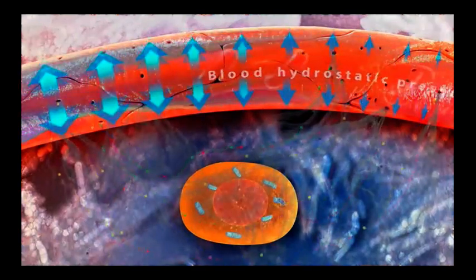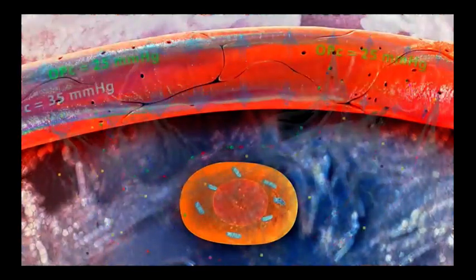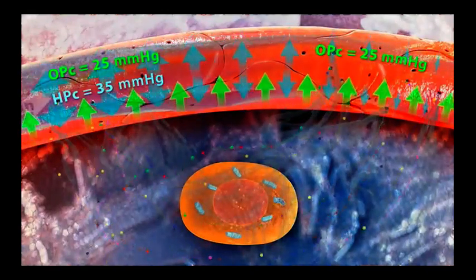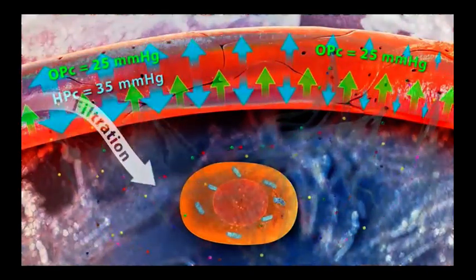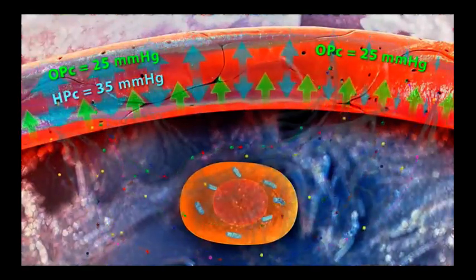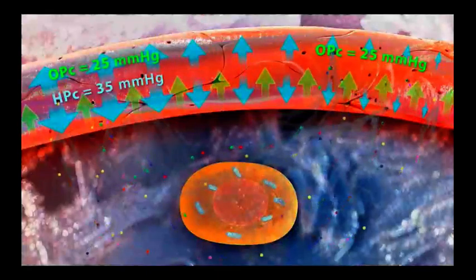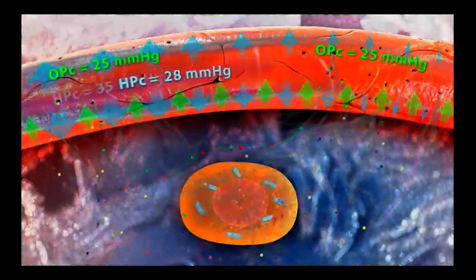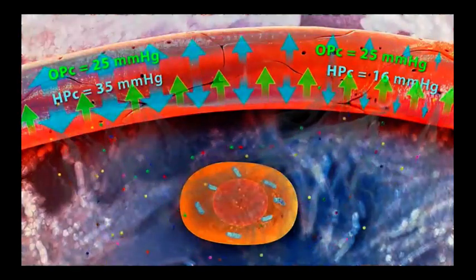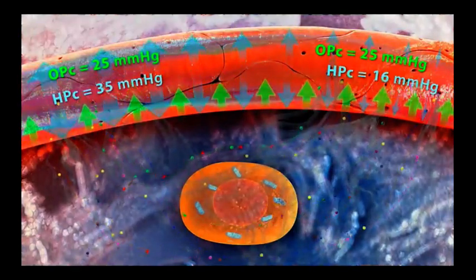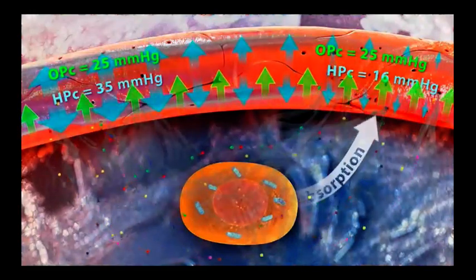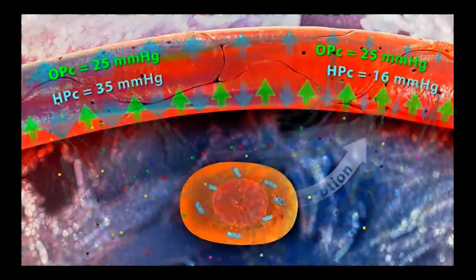On the proximal end of the capillaries, the capillary hydrostatic pressure is greatest and becomes the driving force causing filtration of fluid out of the capillaries into the interstitial fluid. As blood passes through the capillary to the distal end, the capillary hydrostatic pressure drops and becomes less than the plasma colloid osmotic pressure, which now becomes the dominant force. As a result, the interstitial fluid is reabsorbed in the distal end of the capillaries.